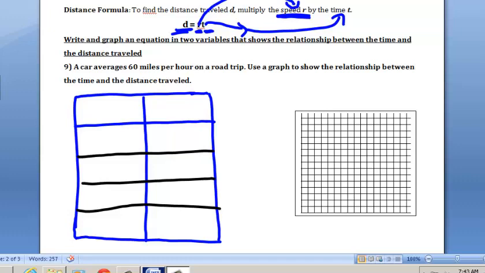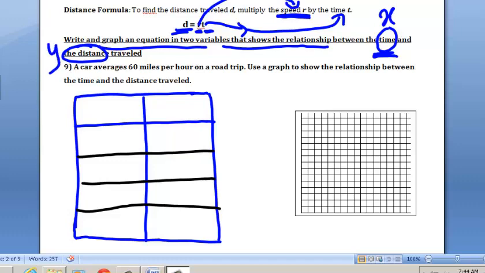Okay, now they are asking us to write and graph the equation in two variables that shows the relationship between time and distance traveled. The first one they want us to use is time, so time becomes the x, distance becomes the y. This equation is equal to the distance. So r times t is equal to d. This is our final answer. So d, distance, is the dependent variable in this case.